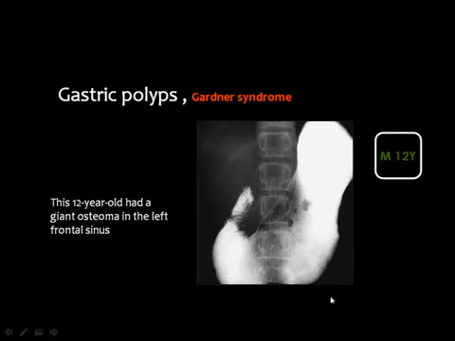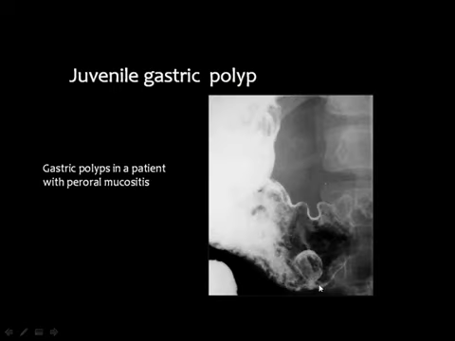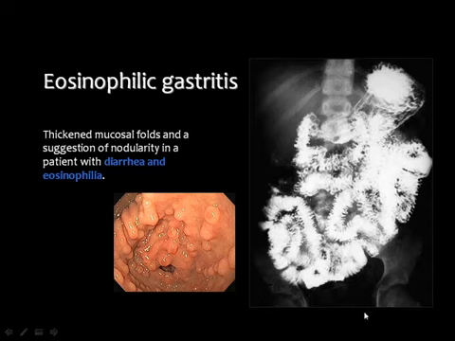Also, you may have to diagnose some gastric polyps, and you see these are 3 polyps in the stomach in a patient with Gardner syndrome, and this syndrome entails the presence of gastrointestinal polyposis as well as multiple osteomas in the skeleton. And this is a juvenile polyp in the pyloric antrum of the stomach, outlined clearly by barium.